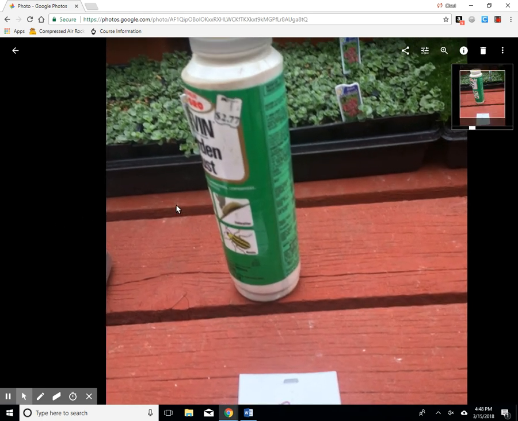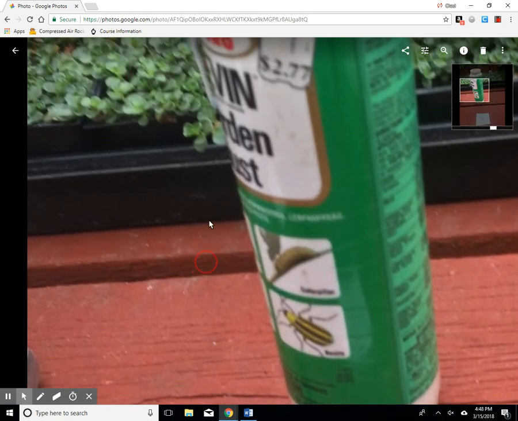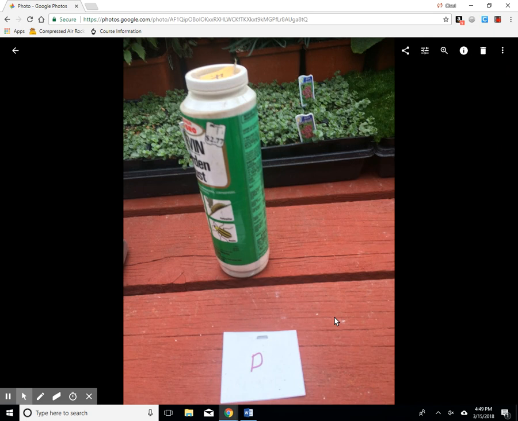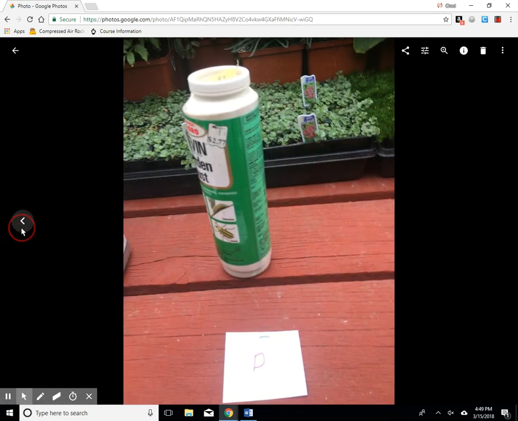Okay, this one is kind of hard because we can't see too much about it, but we know from here that it's a dust. Looks like it's probably some type of, and since it's a dust, does that mean that it's concentrated or ready to use? Typically ready to use.